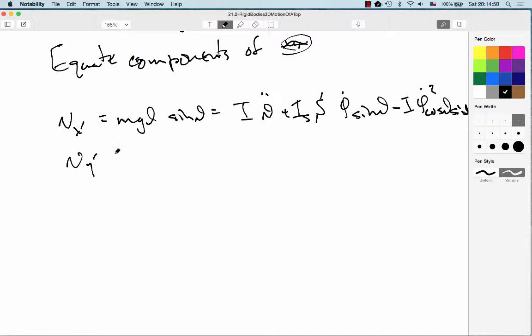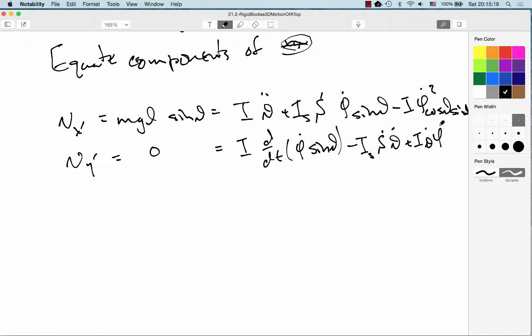The y prime component of the torque we know is 0. And we can write that, just to save space, as I d/dt of phi dot sine theta minus I_s s theta dot plus I theta dot phi dot cos theta. And then finally, N z prime equals 0 equals I_s times s dot.